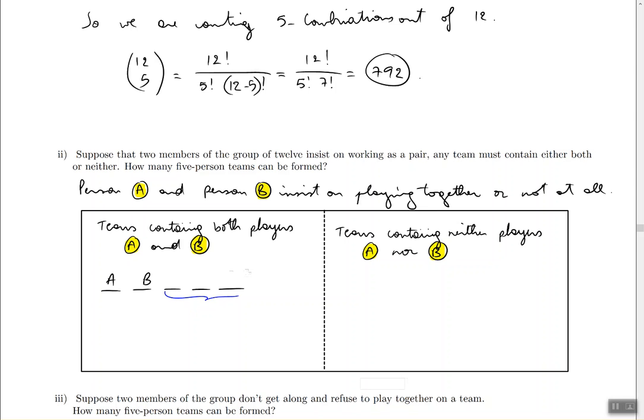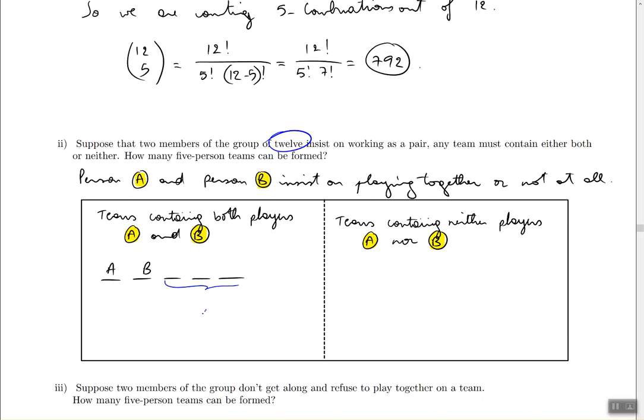Now, remember there were 12 to begin with. Person A and person B are gone, so now there are 10 people left. And how many do I have to choose out of those 10? I only have to choose 3. So 10 choose 3 will be 120. Okay, so that's how many teams would contain both players A and B. Since A and B have to be on a team, there are fewer choices for my other 3 spots, so there are fewer teams in total. So this is how many teams would contain both A and B.